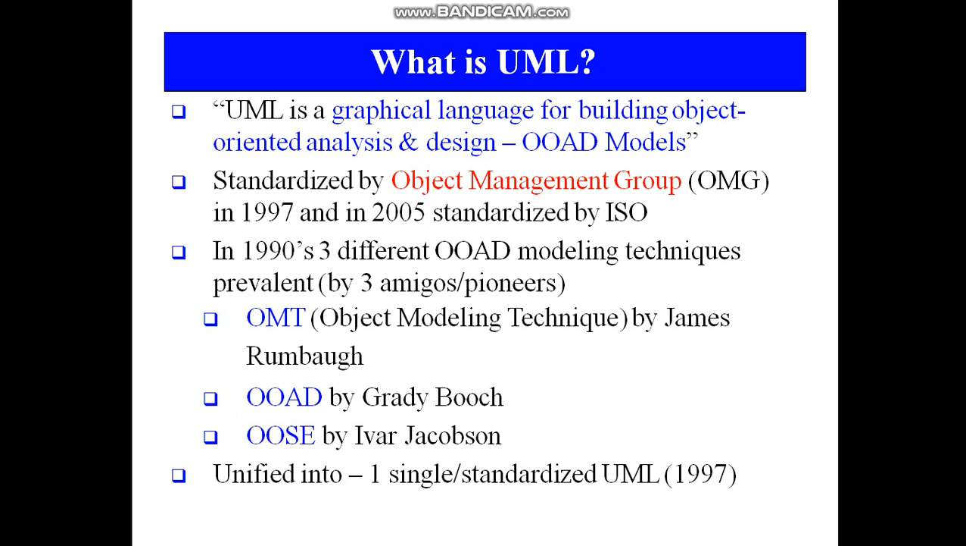What is UML? UML is a graphical language for building object-oriented analysis and design models, that means OOAD models. UML stands for Unified Modeling Language. It was standardized by the Object Management Group, that is OMG, in 1997, and in 2005 it was standardized by ISO.